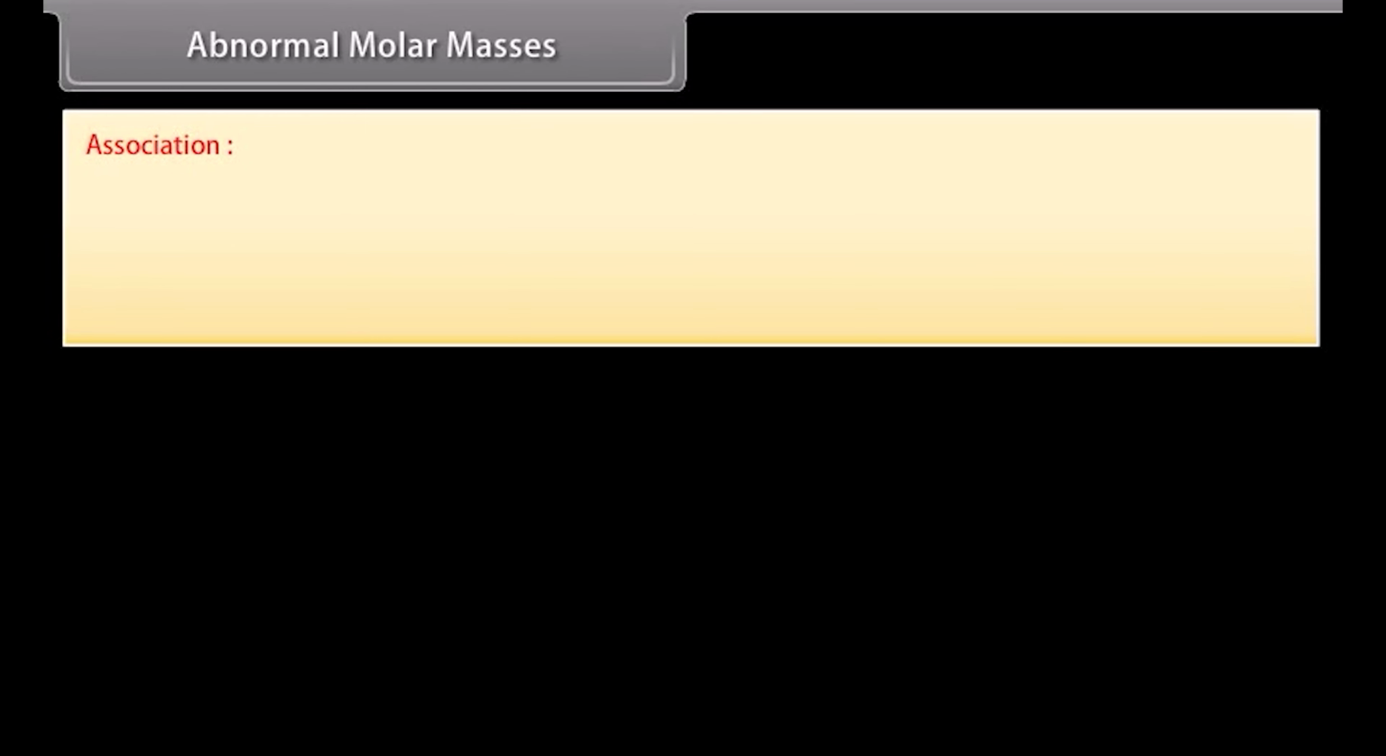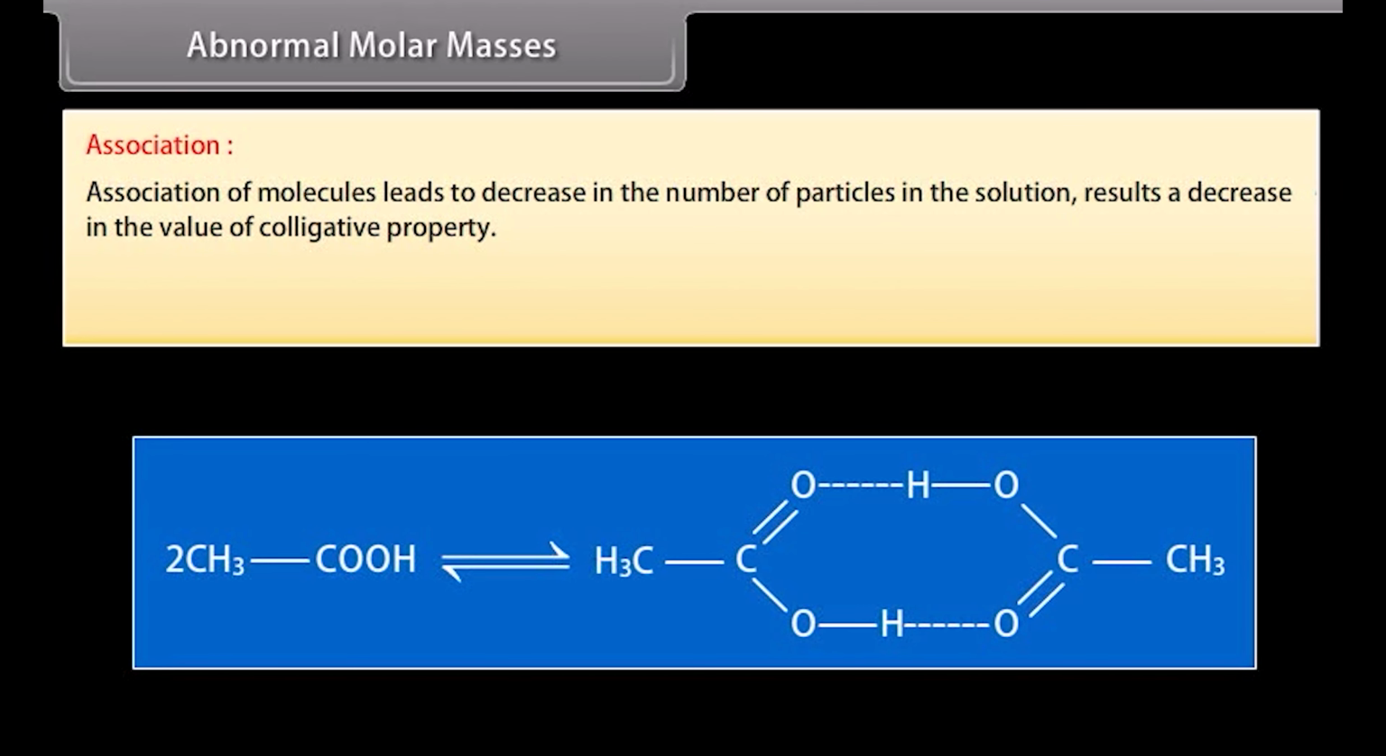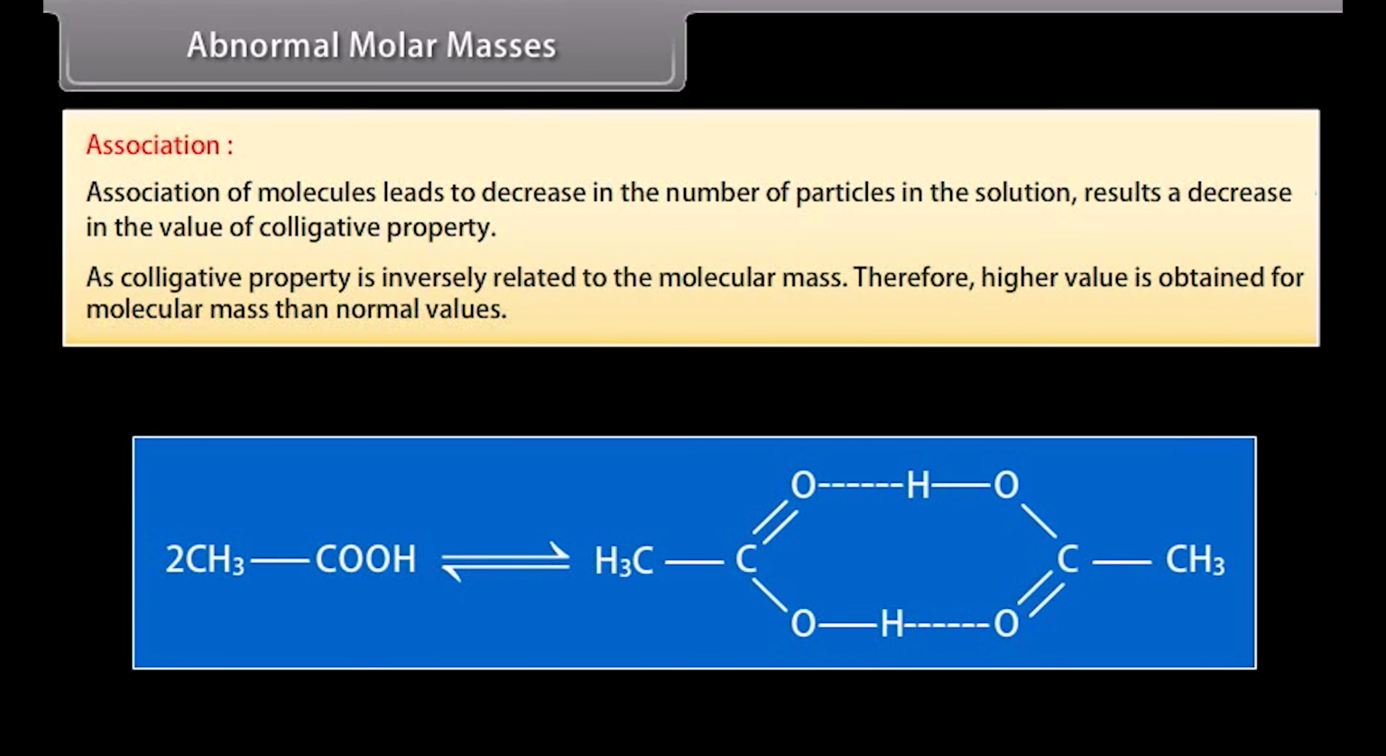Abnormal molar masses. Association. Association of molecules leads to decrease in the number of particles in the solution. Results in a decrease in the value of colligative property. As colligative property is inversely related to the molecular mass, therefore, higher value is obtained for molecular mass than normal values.